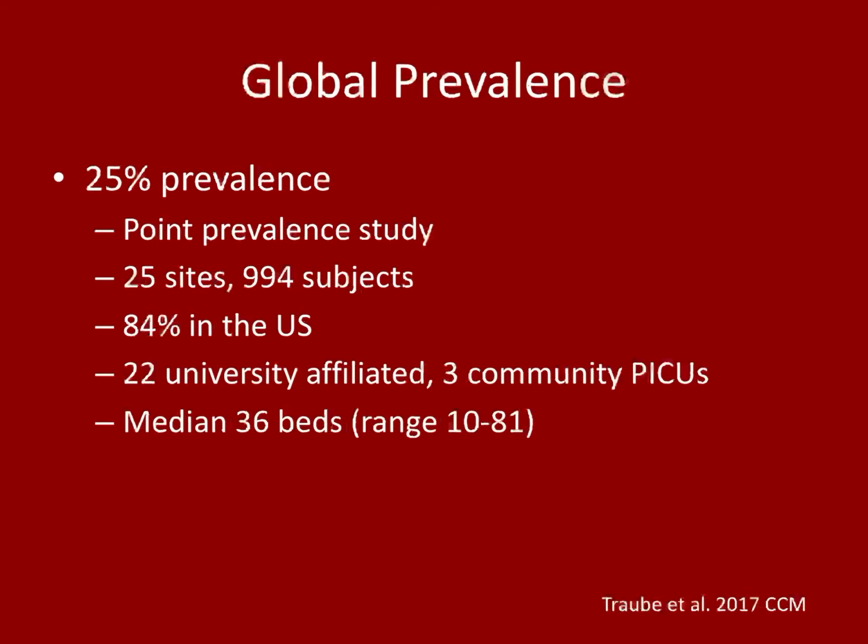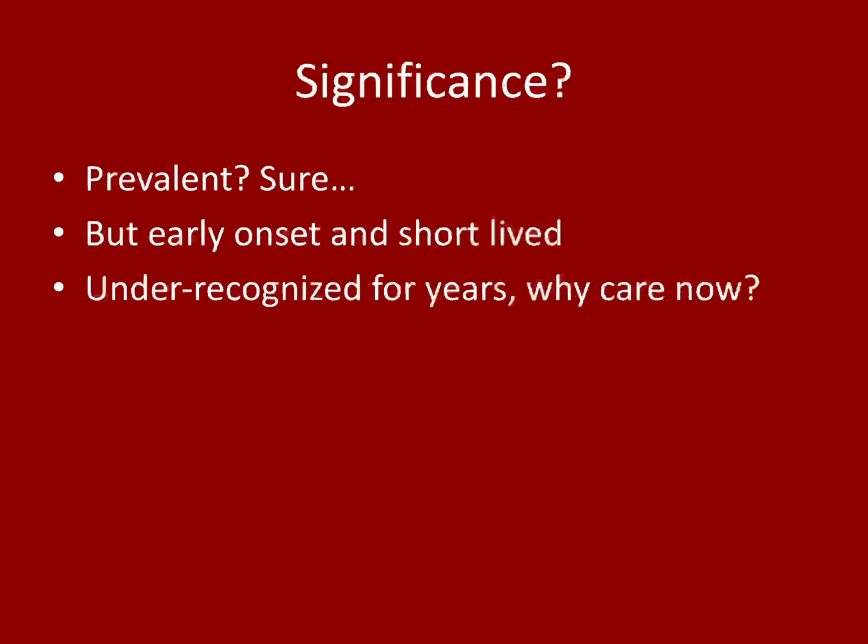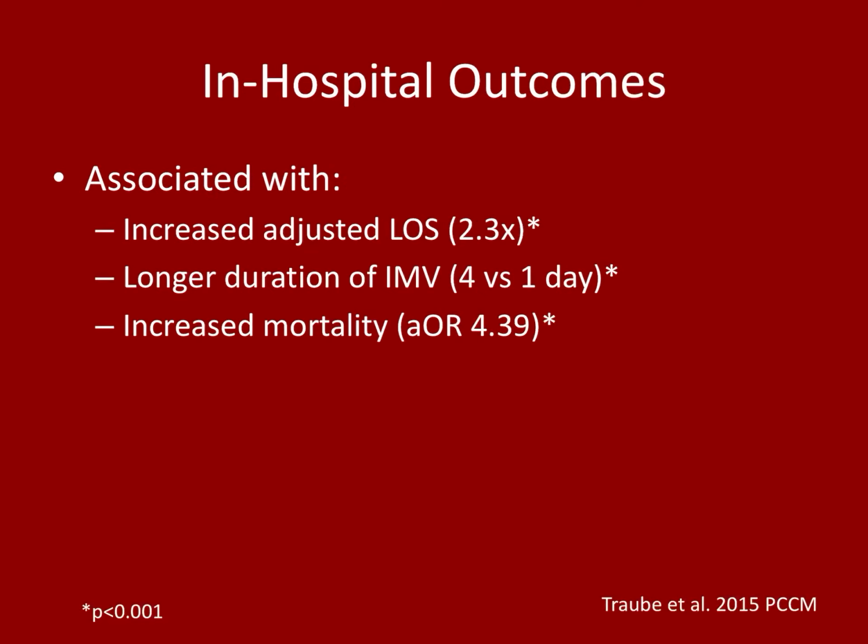A recent point prevalence study found that 25% of pediatric ICU patients suffer from delirium. Additionally, we know that pediatric delirium typically occurs in the first 1 to 2 days of hospitalization and is about 1 to 2 days in duration. So now that we know that about a quarter of pediatric ICU patients suffer from delirium, but it's typically early onset and short-lived, and we haven't recognized it for years, why should we care and what is the significance?